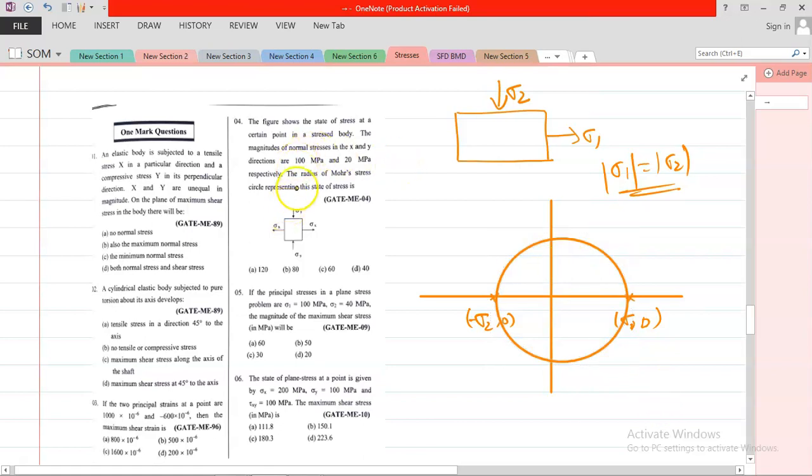Now what it is asking: on the plane of maximum shear stress, which of the following conditions is true? So where is the maximum shear stress? Suppose this is your center, so this is your maximum shear stress plane. At this plane you can see that there is a normal stress also, meaning some sigma and some tau. So both normal and shear stress are present at this point.